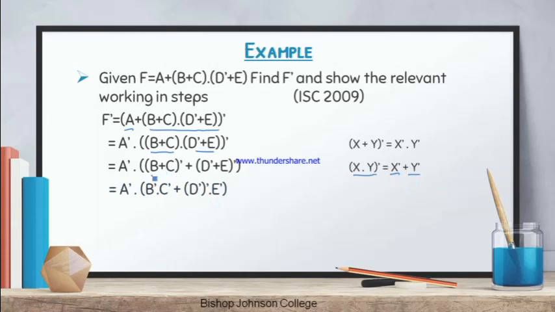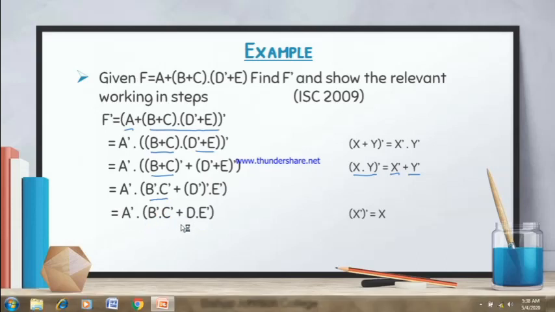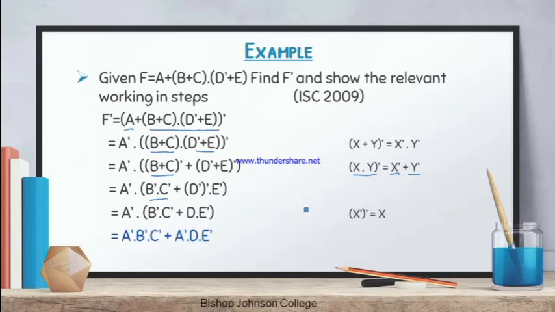And then further break here: b plus c whole bar is b bar dot c bar, and d bar plus e whole bar is d double bar dot e bar. As you know, d double bar is d. So it is a bar dot in bracket b bar dot c bar plus d dot e bar. Now multiplying a bar in the bracket, it is a bar dot b bar dot c bar plus a bar dot d dot e bar.